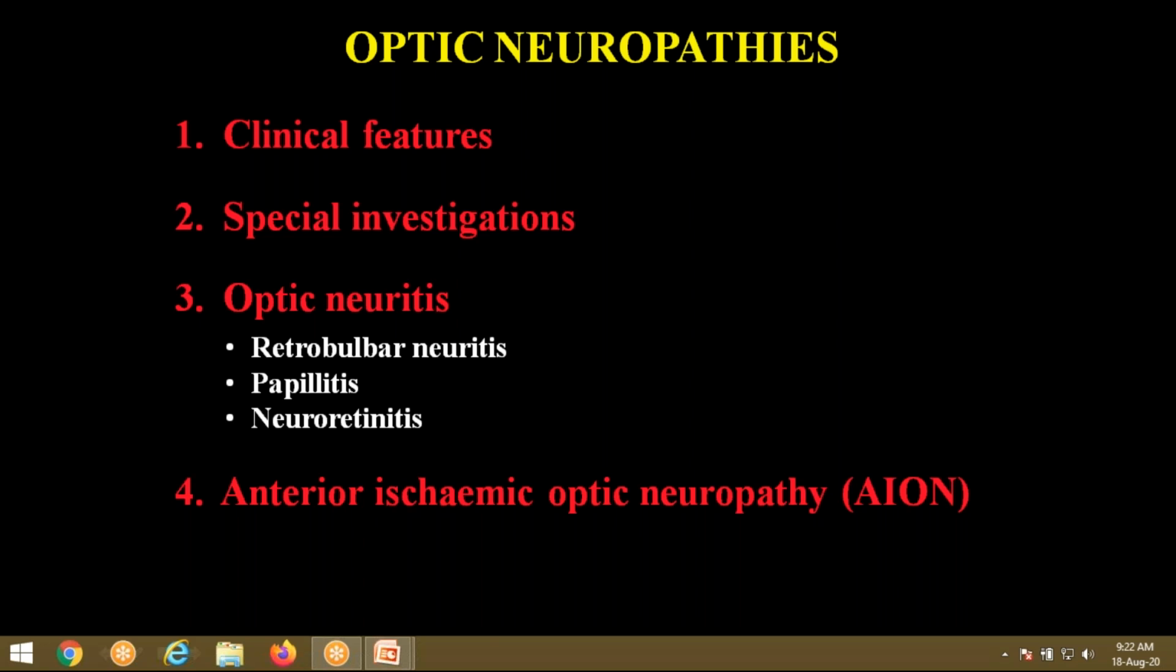So today we will be discussing mainly the clinical features, how you investigate, and the basic presentations of optic neuritis. My topic today is anterior ischemic optic neuropathy, but before going into it, I will briefly brush through optic neuritis because you will have to differentiate optic neuritis from other non-infectious causes like anterior ischemic optic neuropathy. So we will briefly run through optic neuritis and then go into today's topic, anterior ischemic optic neuropathy.